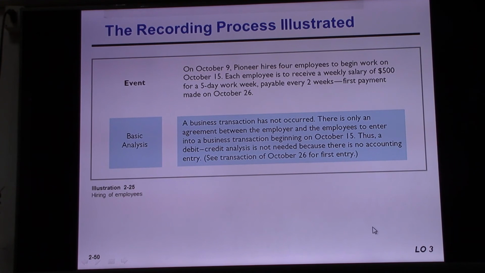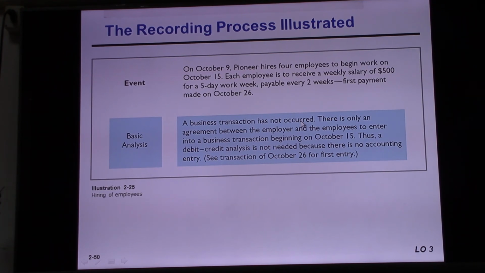On October 9, Pioneer hires 4 employees to begin work on October 15. Each employee is to receive a weekly salary of $500 for a 5-day work week, payable every 2 weeks. And the first payment is made on October 26. So, a business transaction hasn't occurred. We don't have any transaction or a business transaction.